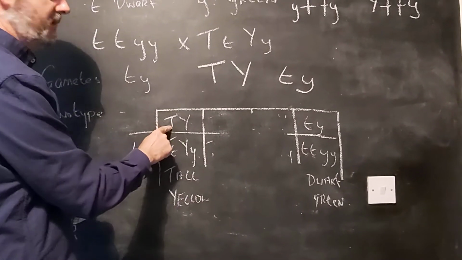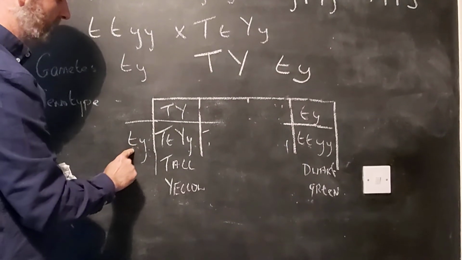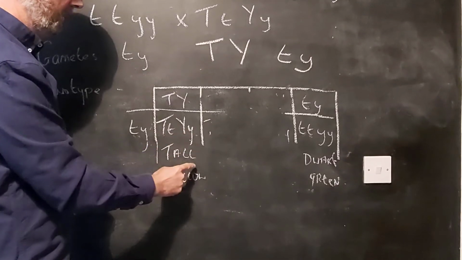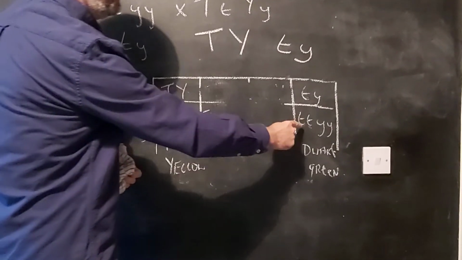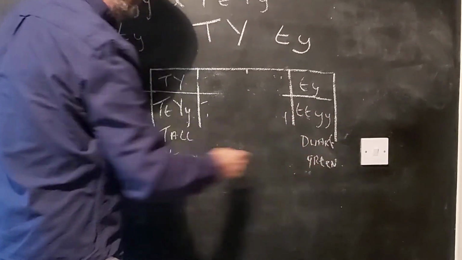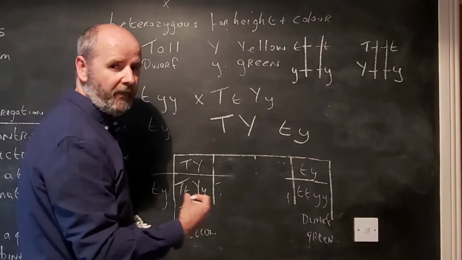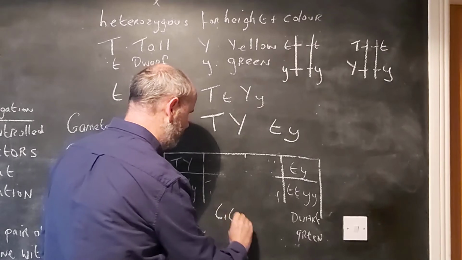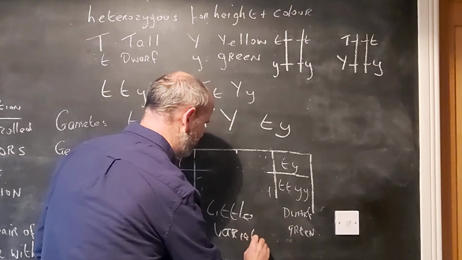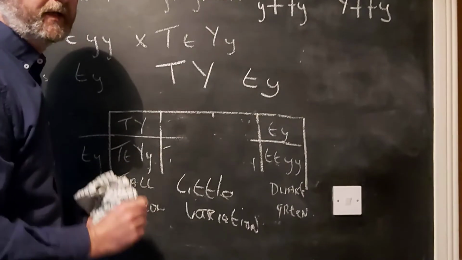So I've got my big T and big Y, small t and small y, crossed with my small t and small y. So I've got big T, small t, big Y, small y, which is tall and yellow. Here I have small t, small y, which is dwarf and green. Now they're looking exactly like the parents. So when they are linked, there is little variation. So when genes are linked, there's very, very little variation.